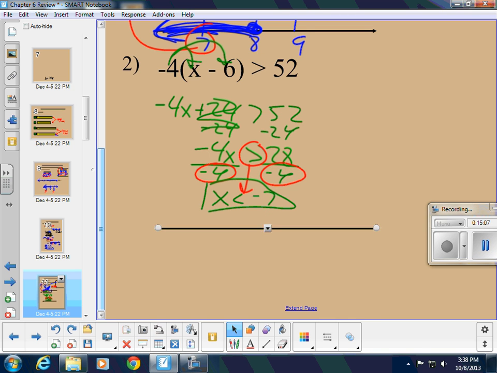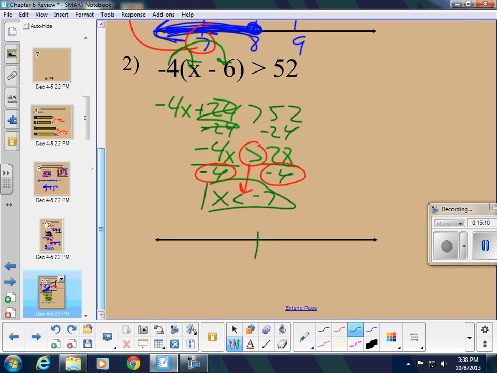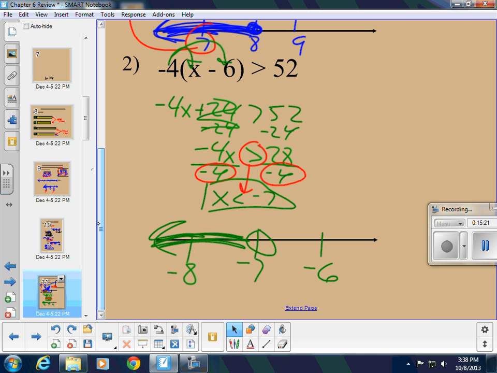Again, what does that graph look like? Here's negative 7. Here's negative 8. Here's negative 6. Open circle on negative 7. And I would shade all the numbers that are less than negative 7.